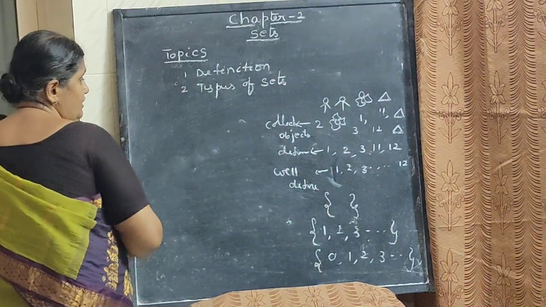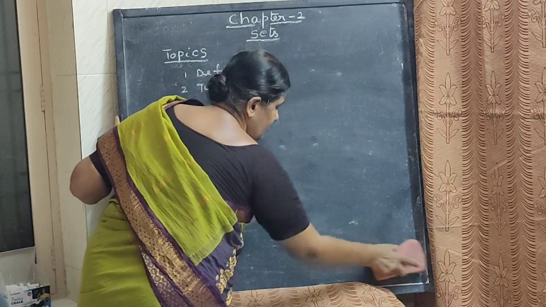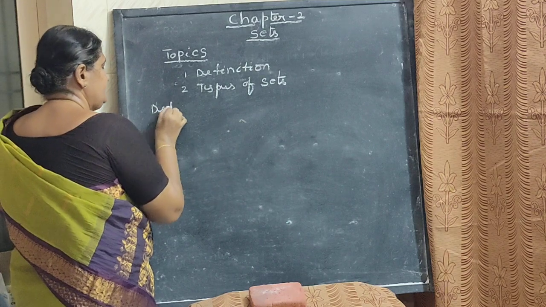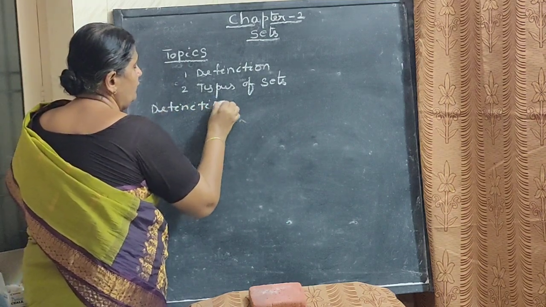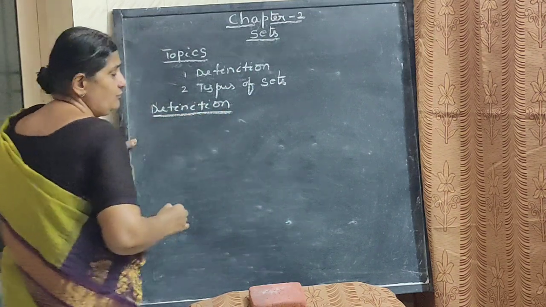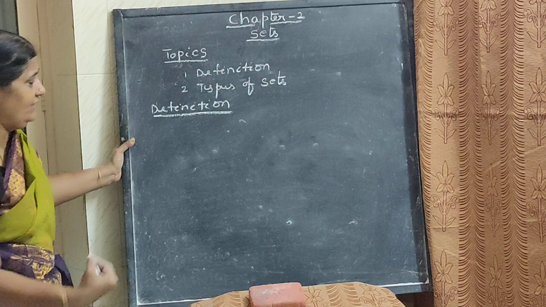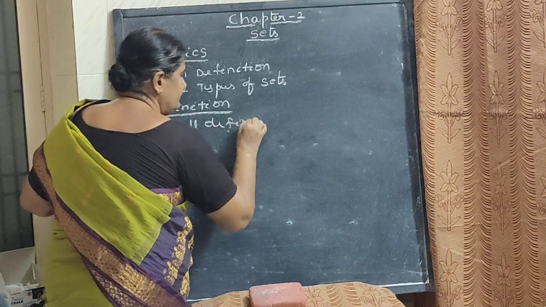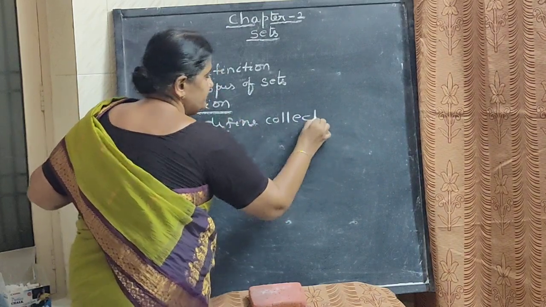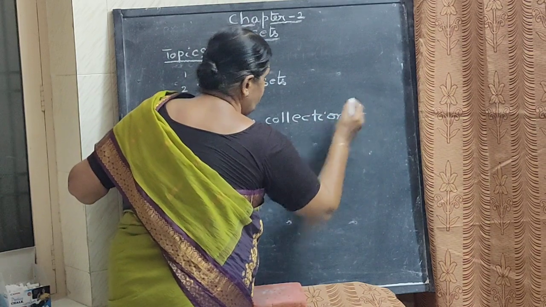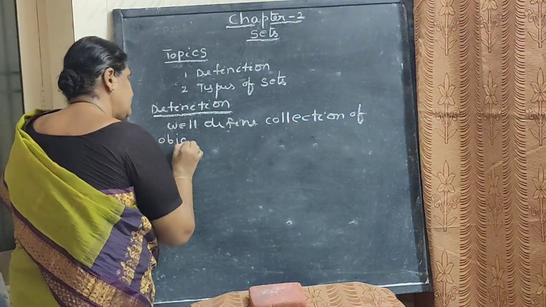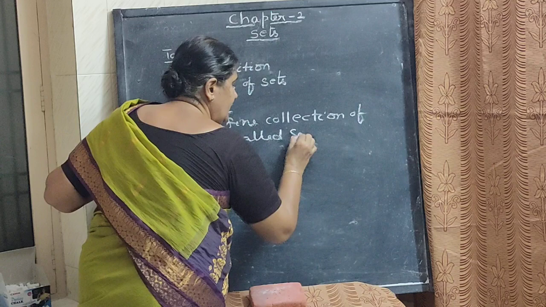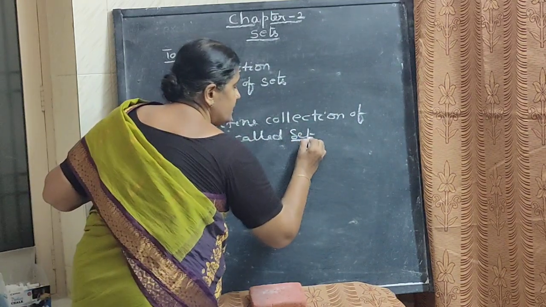Now write down the definition of first one. Definition and example. Define set and give an example, they will ask. Definition. What is the definition? What you are doing first one? Collection. From the collection we can what? Define. At last what you put? Well defined. So, well defined collection of objects is called set. A well-defined collection of objects is called set.